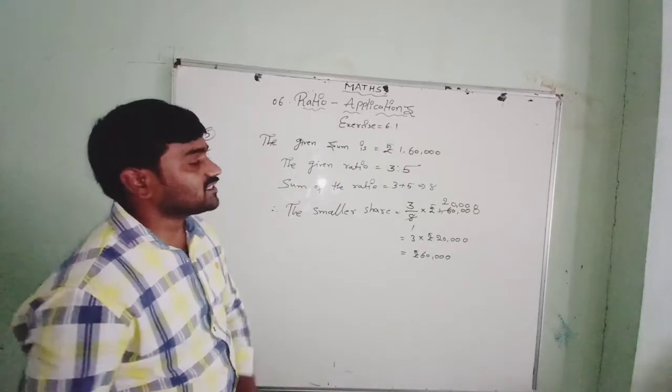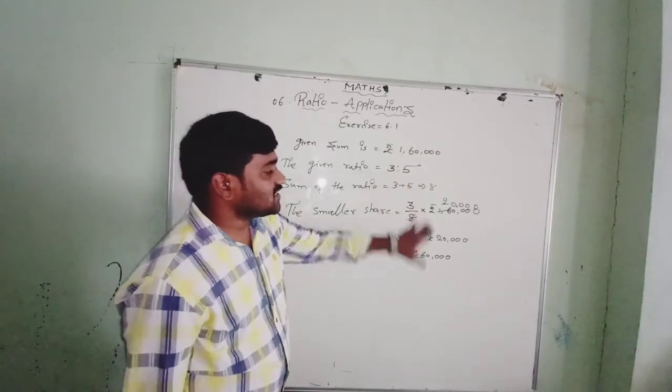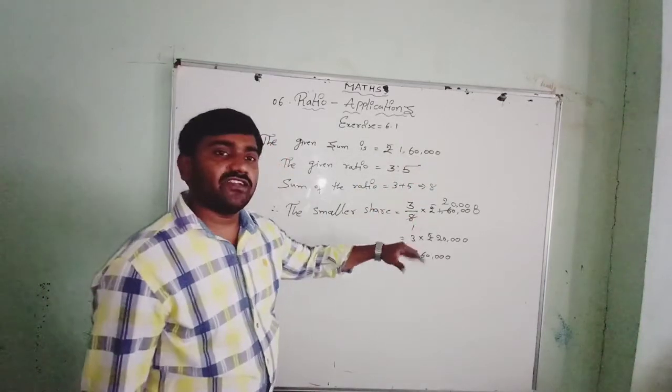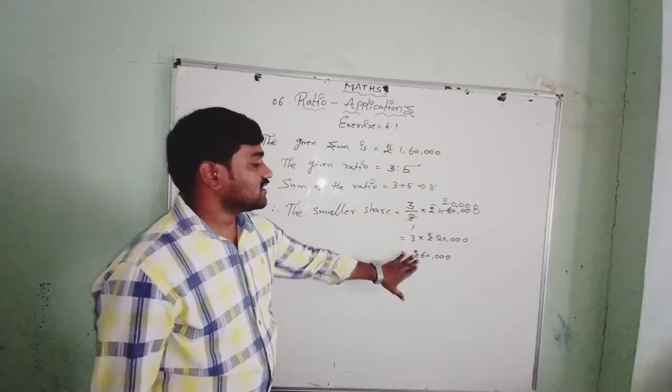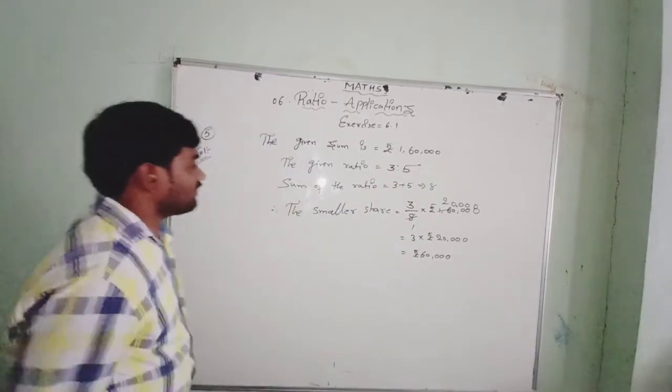Then what will be the bigger share? Now we will know the bigger share. If smaller share is 60,000, the bigger share will be definitely 1 lakh. 60,000 plus 1 lakh, that will be 1,60,000. It will be balanced in that way. Okay.